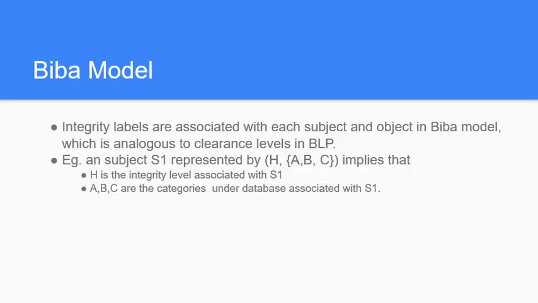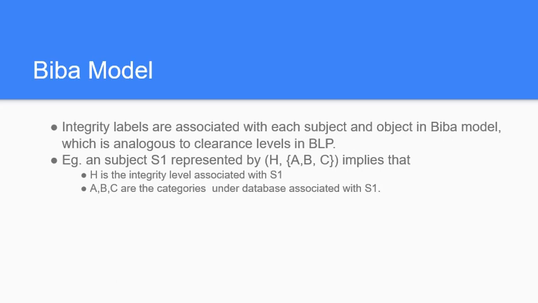Let us move on to the basics of the Biba model and what is actually meant by it. The Biba model is another mandatory access control policy, similar to the Bell-LaPadula model. What makes it different is that integrity labels are associated with each subject and object, which is synonymous with the clearance levels we have seen in the Bell-LaPadula model, such as top secret, confidential, and unclassified. The number of levels present may vary depending on the situation.